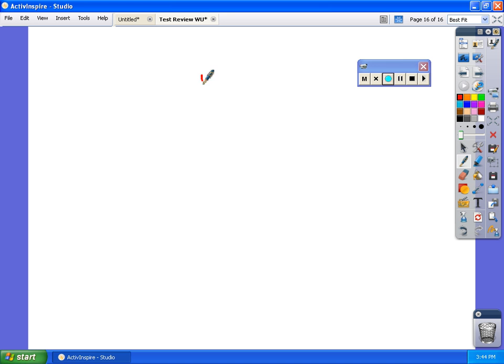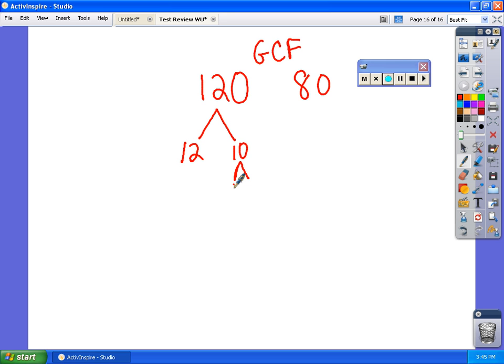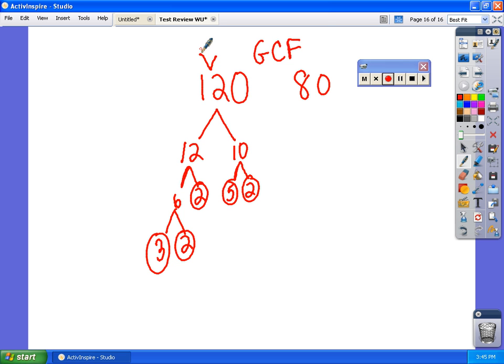Let's say we had two big numbers, like 120 and 80. And we want to know what is the GCF. So again, you might be able to figure out all the factors of 120 and all the factors of 80. But if you can't do that in your head, you can break them down into their prime factors. So I'm going to go 12 and 10, 5 and 2, 6 and 2, 3 and 2. So the prime factorization, again, these aren't the factors, these are the prime factors. The factors are things like 12 and 10 or 60 and 2. But the prime factors are going to help us find the greatest common factor.